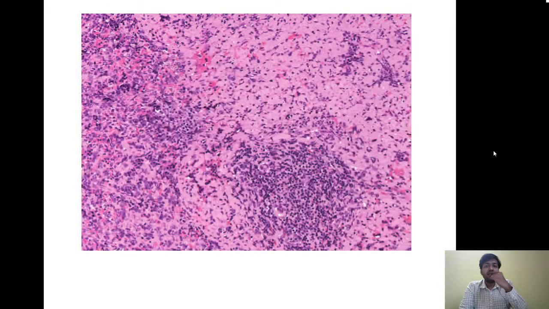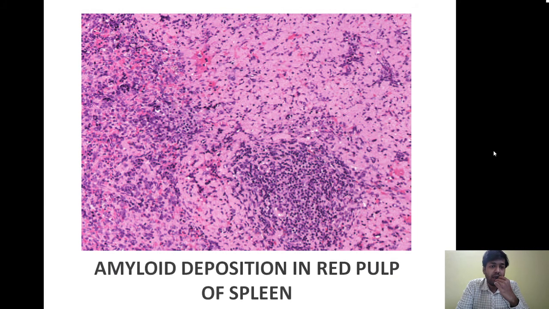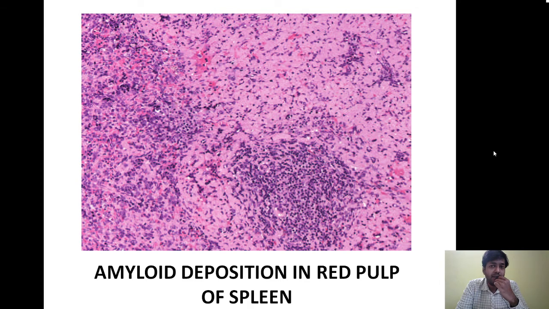Okay, now this is classically the H&E of the spleen, showing the amyloid deposition, that is a pinkish amorphous eosinophilic hyaline deposition, which has classically involved the red pulp. Okay, this is amyloid deposition in the red pulp of the spleen.